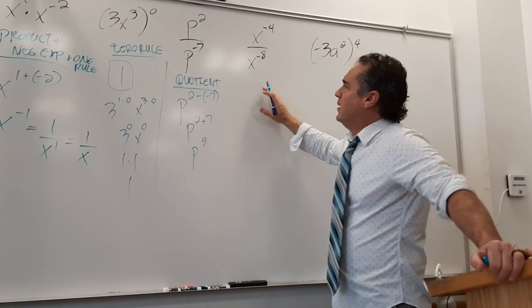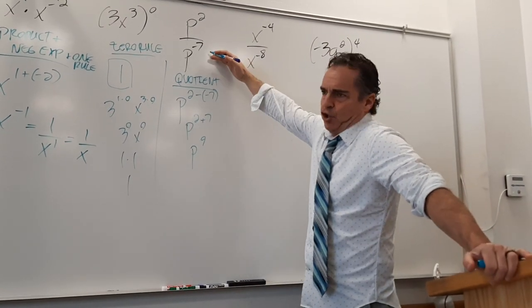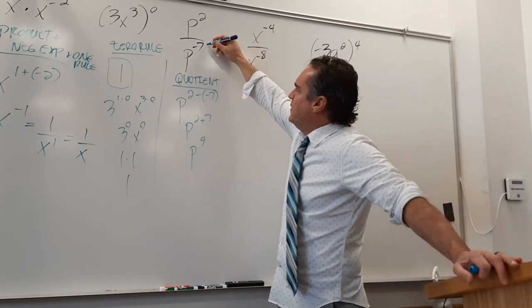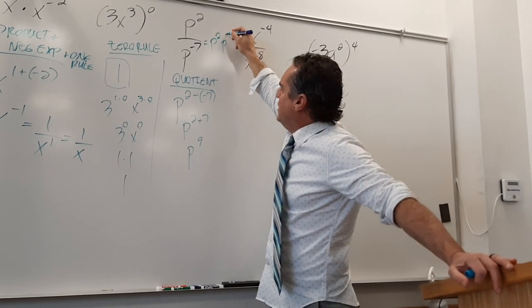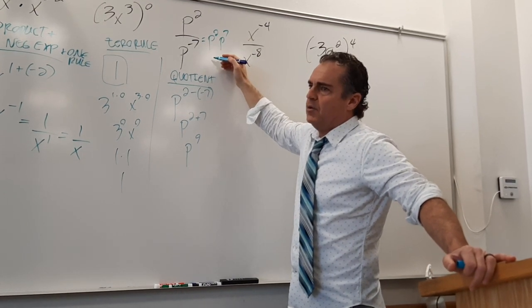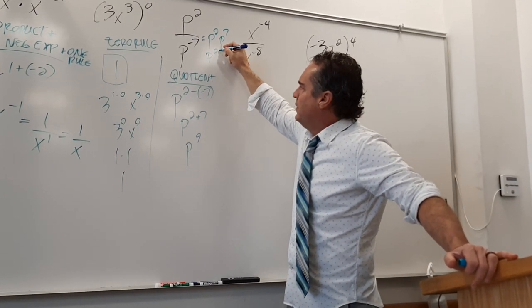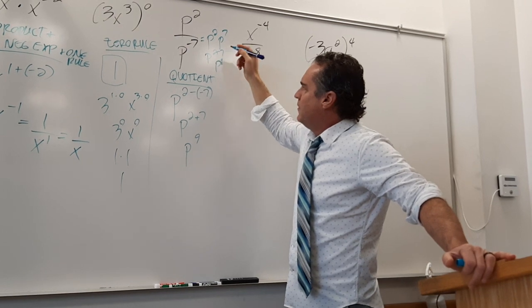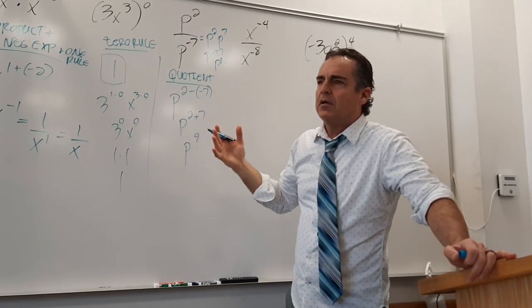All right. Okay. Could you have done this differently? Sure. You could have said that this equals p to the 2nd times p to the 7th. Why? Because you could have applied the negative exponent rule and brought it up top, which then you would have the product rule and say that's p to the 2 plus 7, which makes p to the 9th. There's different ways to do these problems, right?